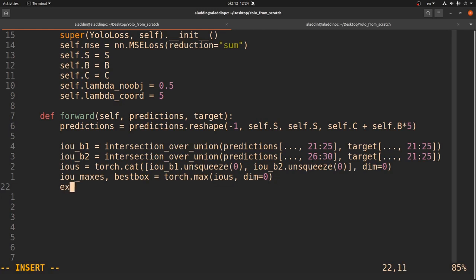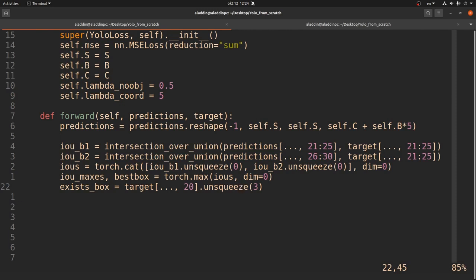Then we're going to do exists box is going to be target of 20. So that is going to be 0 or 1, depending on if there's an object in that cell. We're going to do unsqueeze 3. And yeah, so we could do 20 to 21 like this, but we want to keep the number of dimensions. When we take the 20th index, that last dimension disappears. So that's why we're doing unsqueeze here. We're going to utilize this when we actually check for the loss functions.